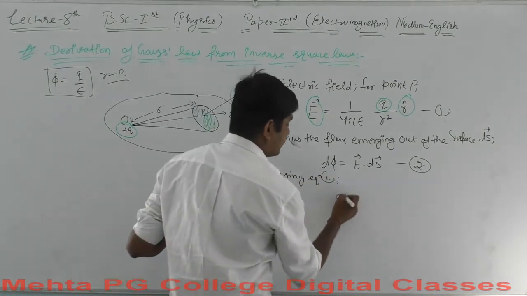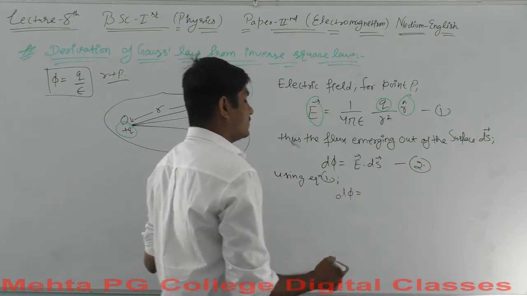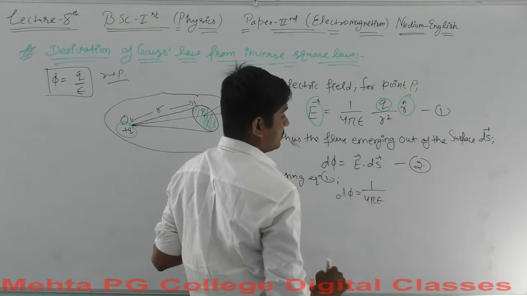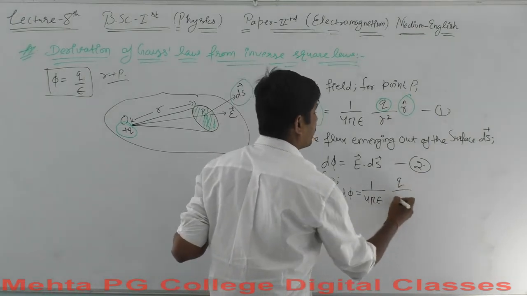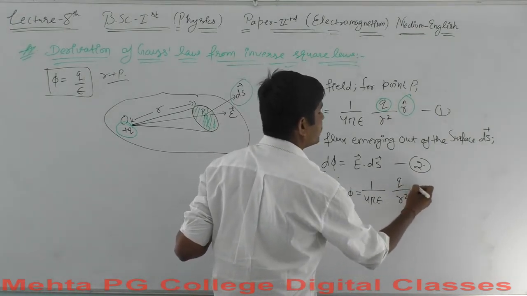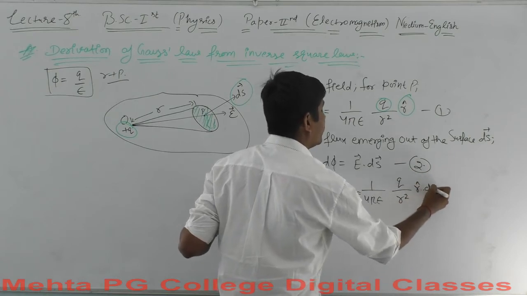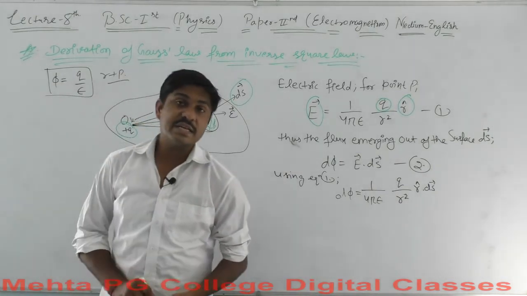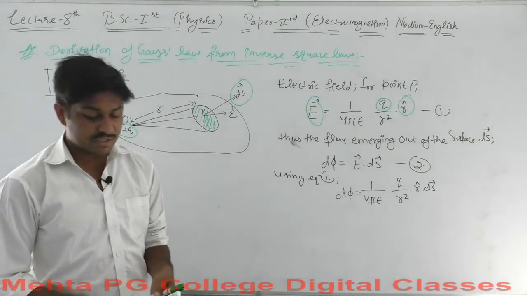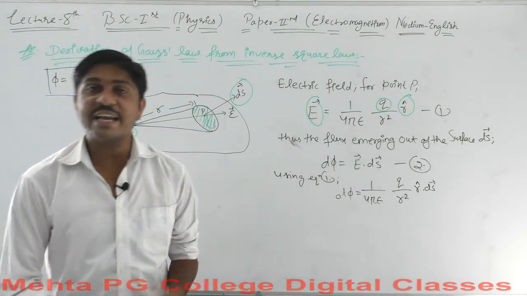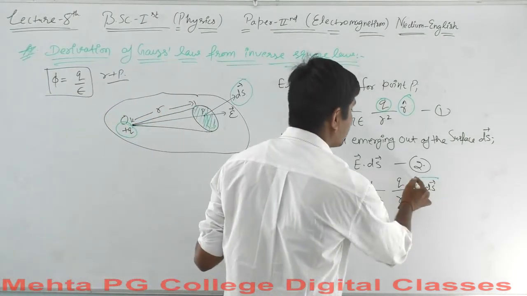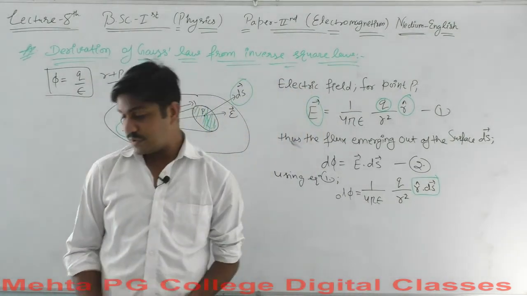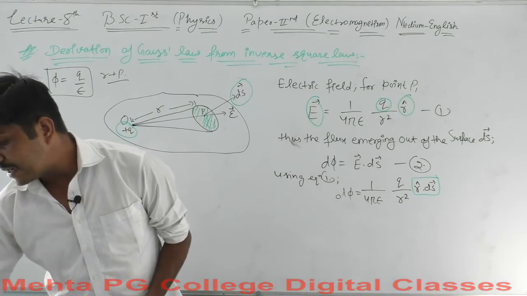Using equation 1, d phi will become 1 over 4 pi epsilon, q over r square, r cap dot ds vector. There is something that comes out which is not supposed to come out, which is the r cap dot ds. Now we have to solve this quantity first, and then we can talk about d phi over there. So let's solve r cap dot ds.